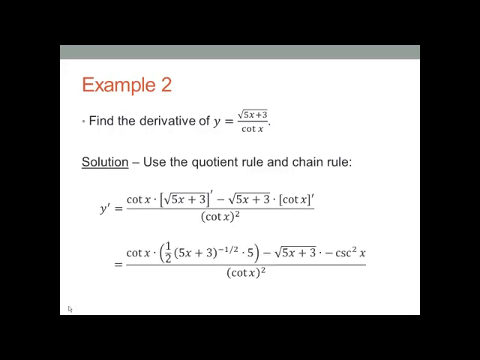Computing those derivatives, well, the square root of 5x plus 3 is a composite function. My outside function is the square root function, or square root is the same as the 1/2 power, and my inside function is 5x plus 3. Therefore, I have to use the chain rule to compute that derivative. Well, the derivative of the outside is 1/2 times 5x plus 3 to the negative 1/2, times the derivative of the inside. The derivative of 5x plus 3 is 5. In the second term, I compute the derivative of cotangent of x. The derivative of cotangent is negative cosecant squared.